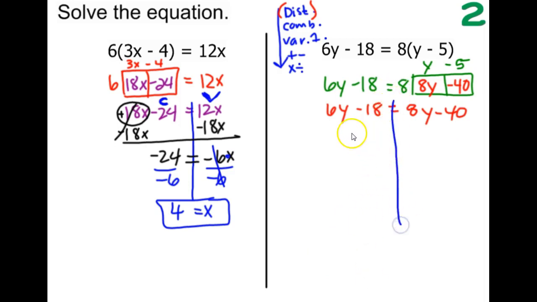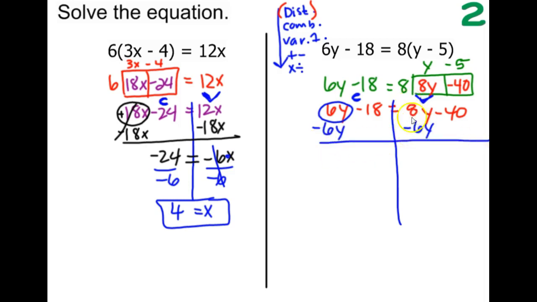And get all our variables on one side. There's more variables over here. There's 8, so I'm going to put the variables on this side, and our constants are just our numbers on the left side. So if I don't want the y's over here, I need to move them over to be with the other variables. I'm going to subtract 6y.